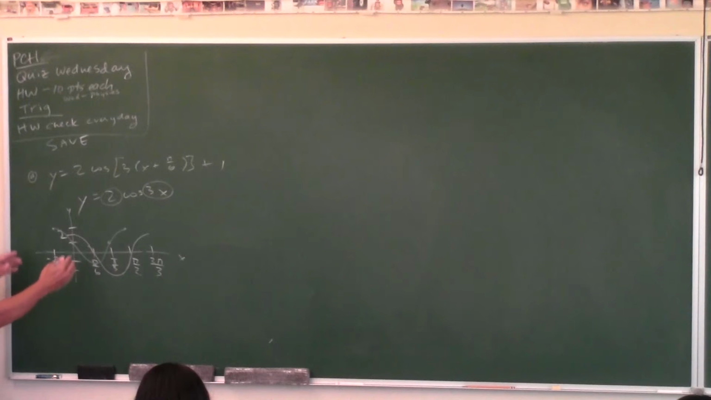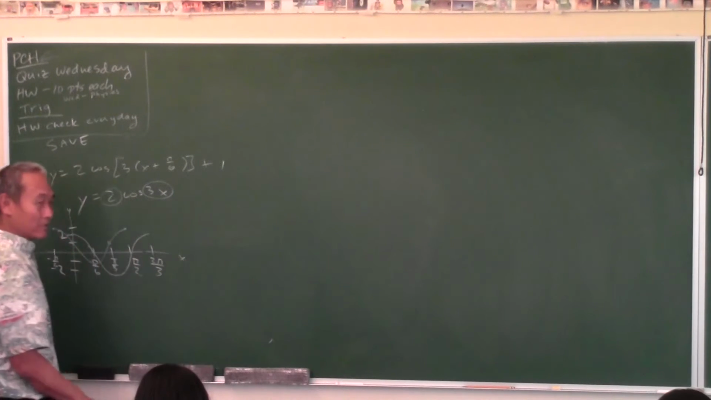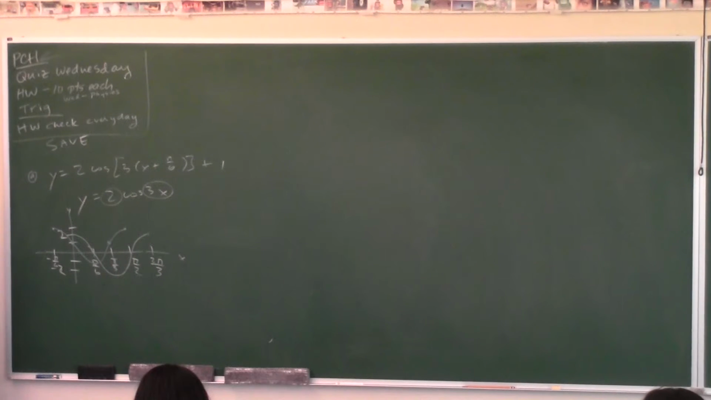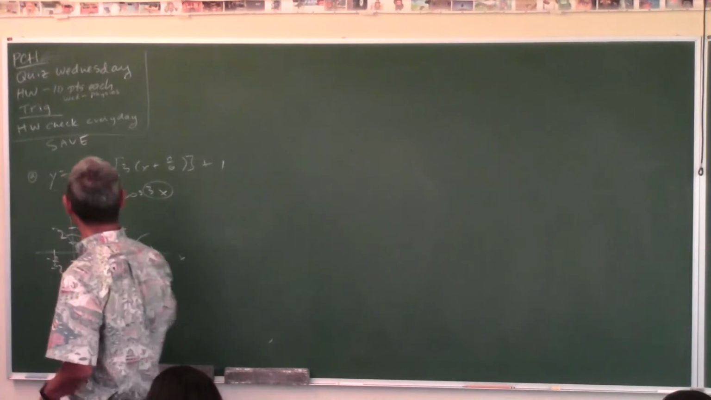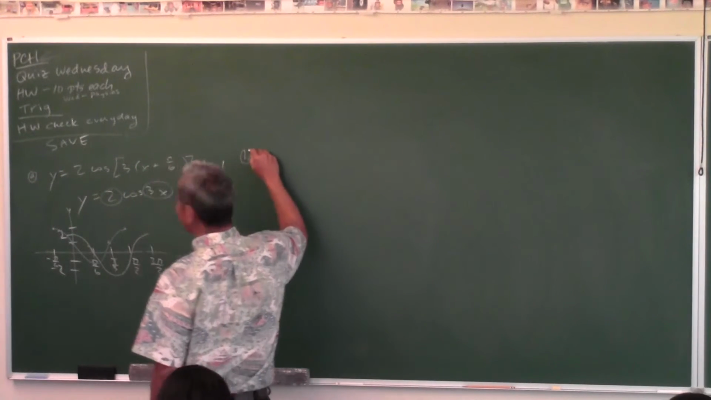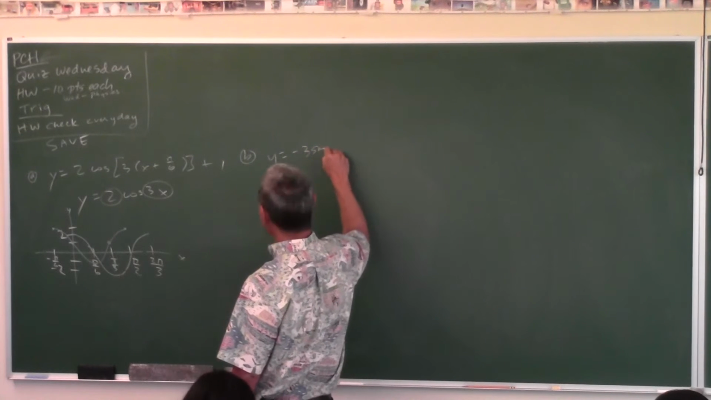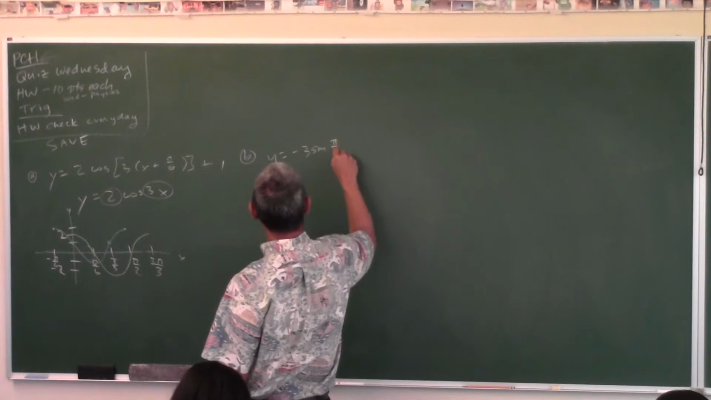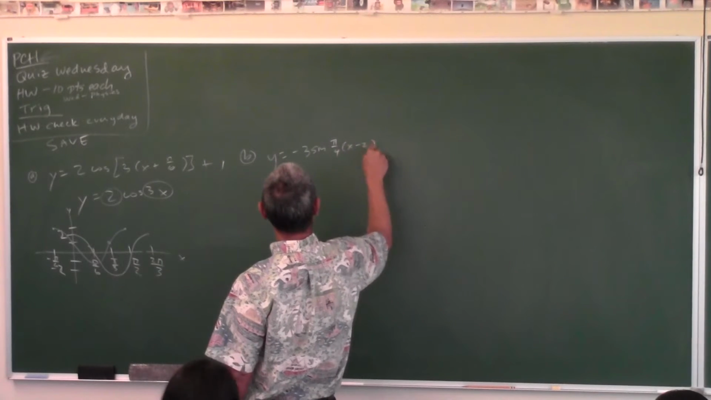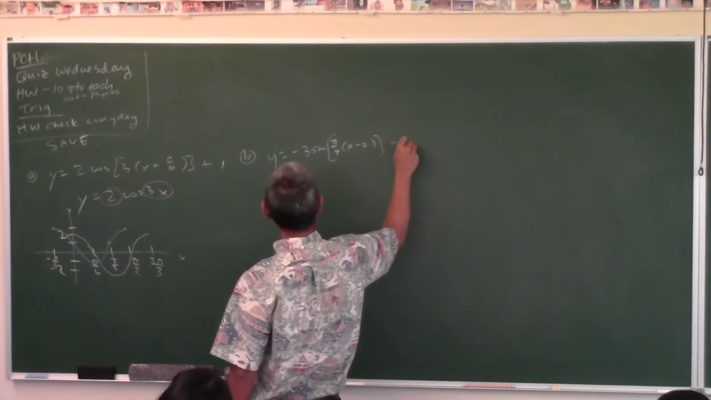And then once you get that, just copy and paste. Do I need to do the pasting? No need, you guys can copy and paste. Of course. Okay, and then B. B, what do we got? y equals negative 3 sine of pi over 4 x minus 2, minus 1.